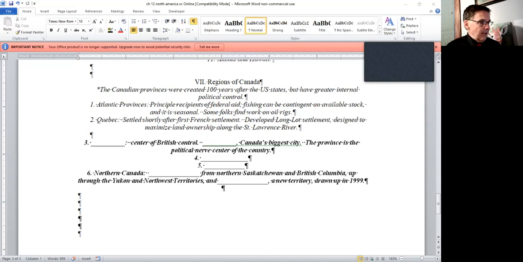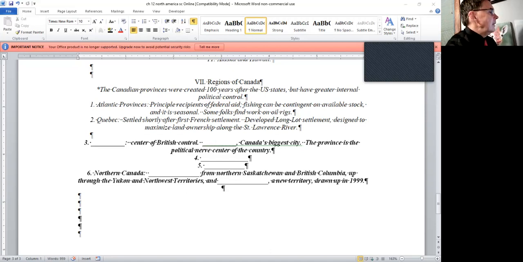Quebec, right? Quebec, the next province over from the Atlantic provinces, settled shortly after the first French settlement, developed the long lot settlement designed to maximize land ownership along the St. Lawrence River. If you take a look at the southeast corner of Quebec, you can see the St. Lawrence River.